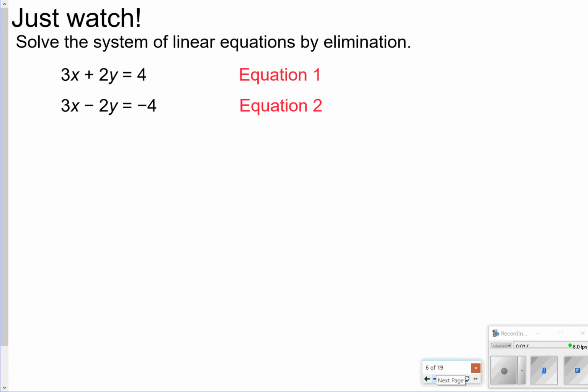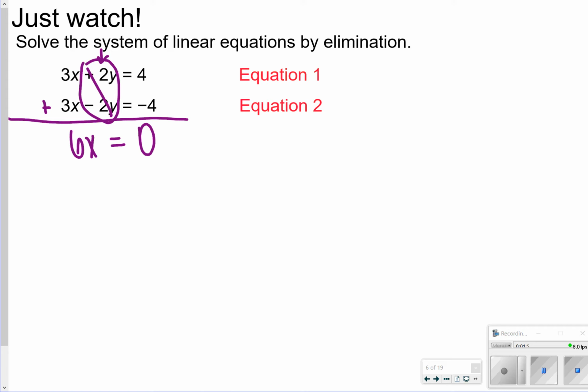So here's a little bit of an easier example that we'll be able to try first. Notice that step 1 is already done for us. We don't have to multiply for step 1 because we have the y's that are opposites. A positive 2 and a negative 2 will actually cancel out. So I can go on to step 2, which is adding or subtracting the equations to eliminate one of the variables. I'm going to be able to add the 2y and negative 2y to make 0. So all that's left will be 3x plus 3x, which is 6x, and 4 and negative 4, which is 0.